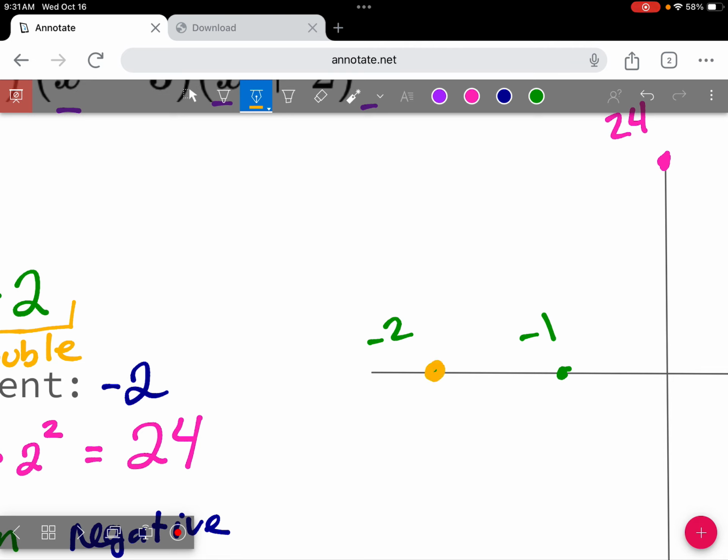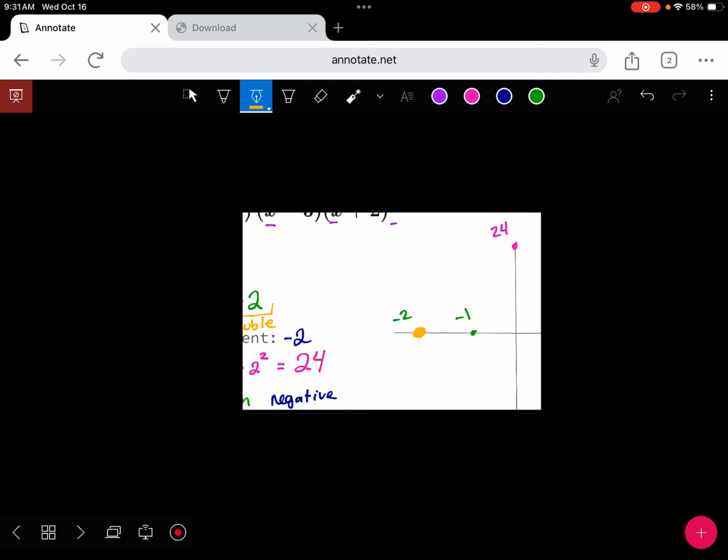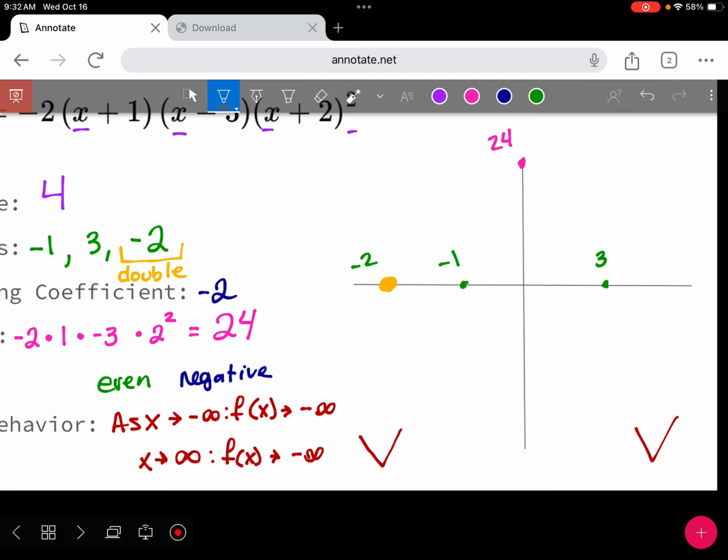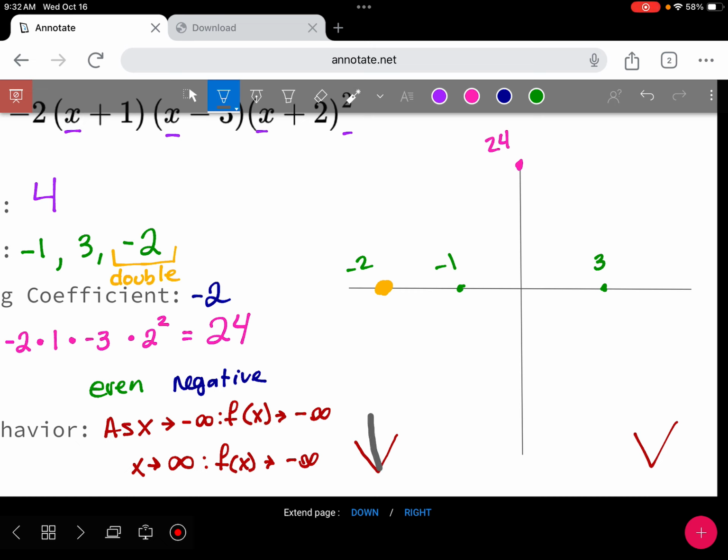I'm just going to change the color on this -2 because we need to make sure we bounce off this one. That's our double root. So we're going to bounce off our -2 and then go through the -1, through the 24, through the 3, down to my arrow.